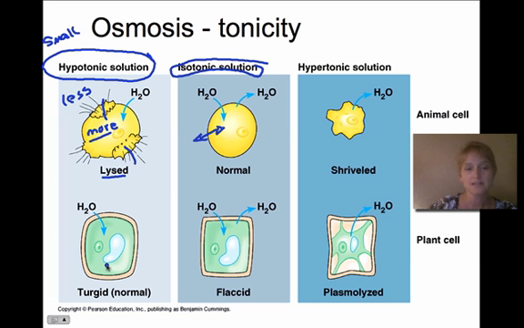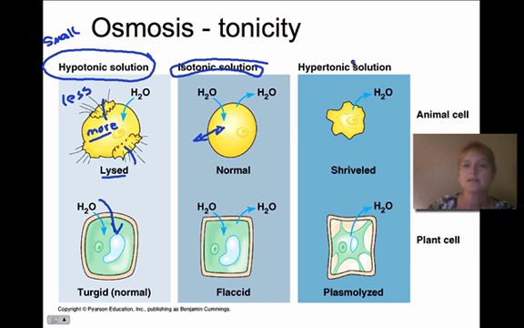Now for a plant cell, this is normal. It's called turgid, and for plant cells, this actually is good because they need to bring water in, and it helps them maintain the rigidness of the cell, and that helps the plant to remain upright. So that's a good thing for the plant, not necessarily a good thing for an animal cell.